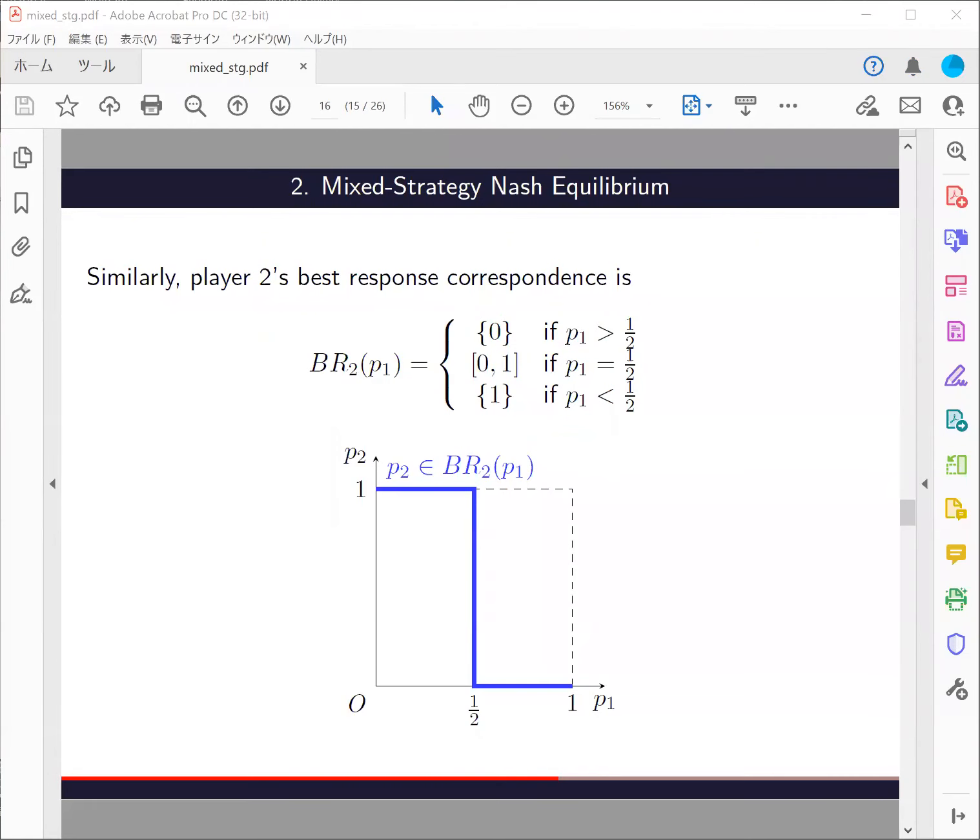Similarly, we can derive the best response correspondence of player 2, and it is shown on the graph here. Since the payoff structure is symmetric across the two players, the best response of player 2 is exactly the same as the best response of player 1.